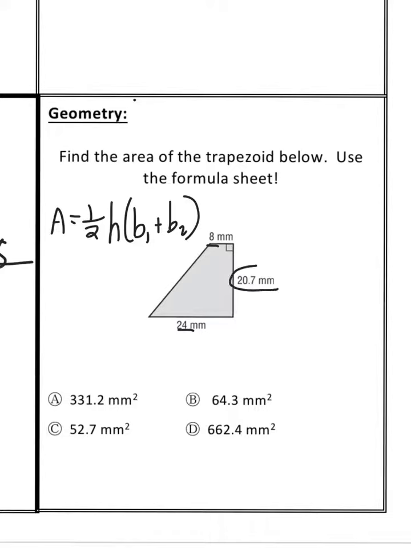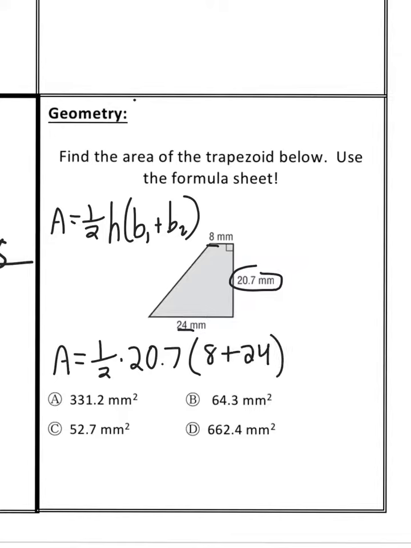This is the height. Area is half times the height, which is 20.7, times the sum of base 1 and base 2. So get that written down. Now to find your answer, you just have to type this in exactly how it is. Half times 20.7, left parentheses 8 plus 24, right parentheses. And if you hit enter, you should have 331.2 square millimeters.